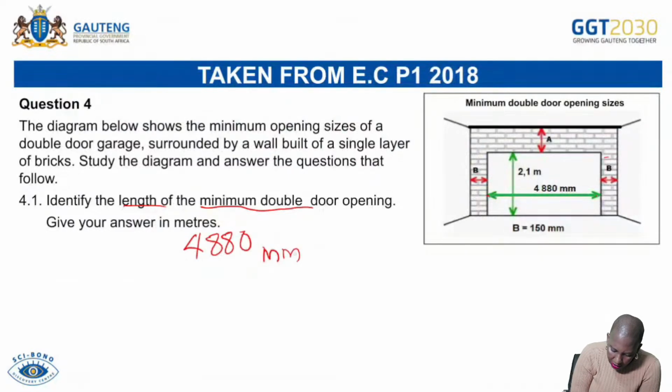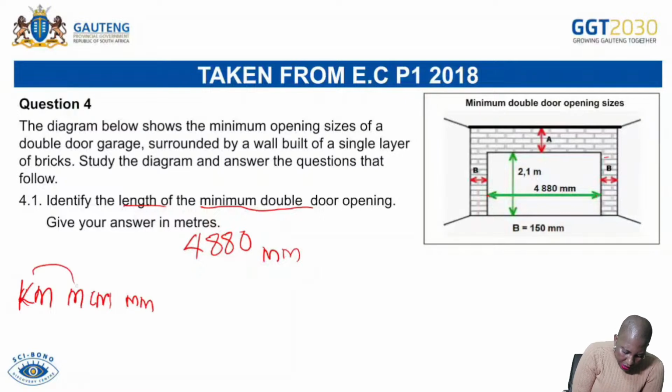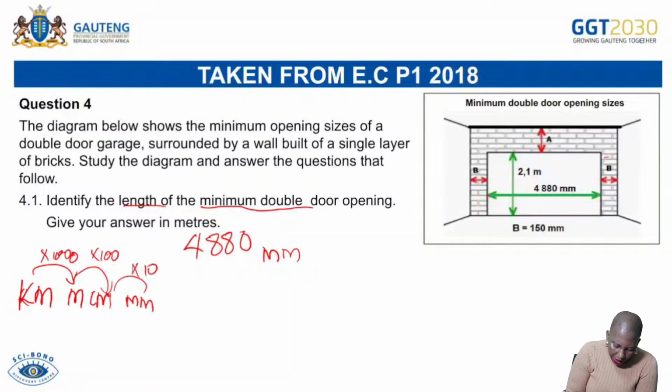So it is 4,880 millimeters. And then we have to convert it to meters. And then it takes us back again to kilometers. Can you see how important the conversion is? Kilometers, centimeters, and millimeters. And we said from kilometers to meters we multiply by 1,000, and from centimeters we multiply by 100, we multiply by 10. Now we have to divide. So that means it will be from millimeters to meters.